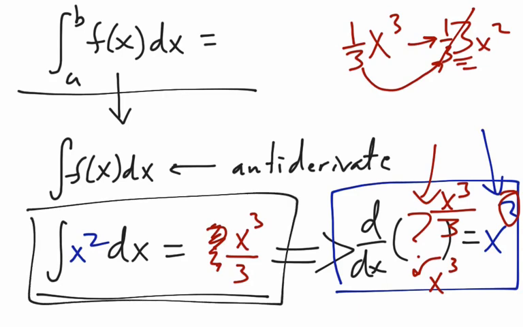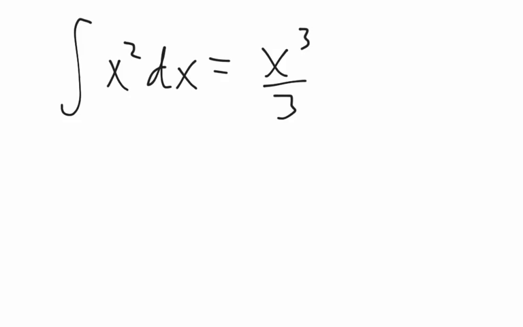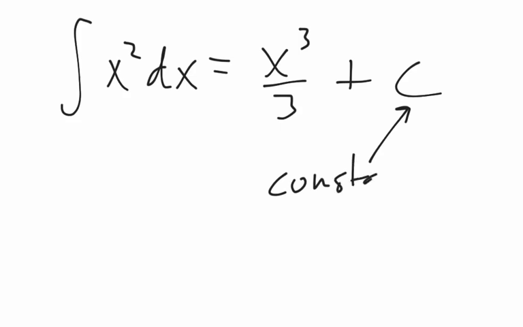So, whenever I do any sort of antiderivative, like the example here, x cubed over 3 is not the answer, because it is not the only function that is the antiderivative of x squared. When I answer the question, the integral of x squared dx, the answer is not just x cubed over 3. It's x cubed over 3 plus c. This constant is special. It is called the constant of integration.